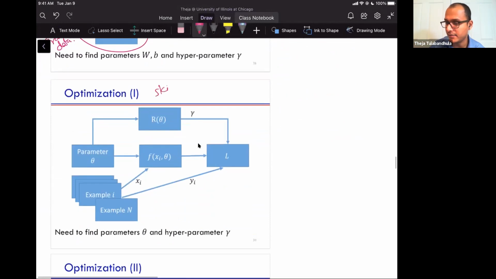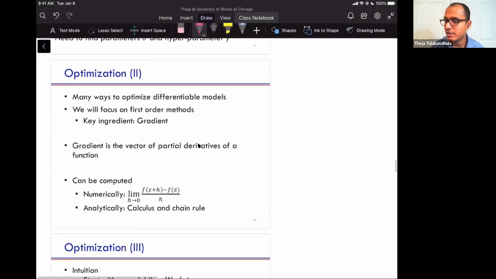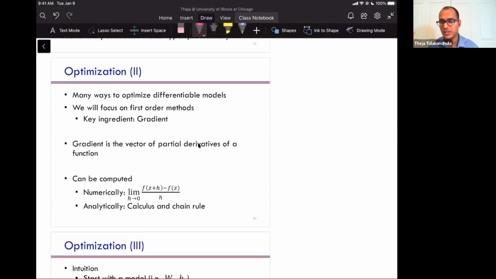Let's skip this. This is slightly different: instead of W and B, you can think of any parameter theta. Theta is again a Greek symbol. So how do we find W and B, or any parameter for that matter? We're going to only focus on differentiable models. You may say, what are differentiable models? Throughout this lecture, we'll keep it informal. Differentiable just means they have derivatives.